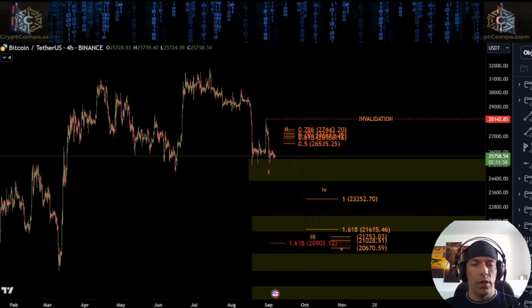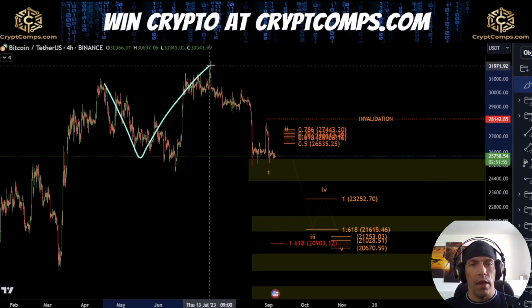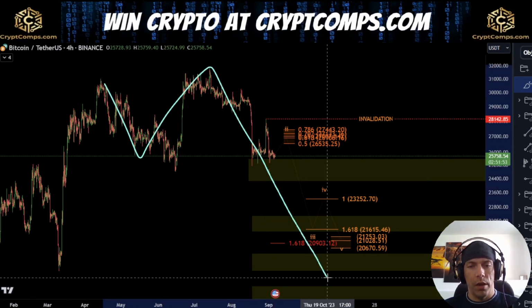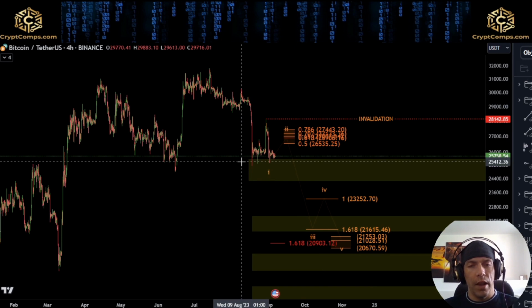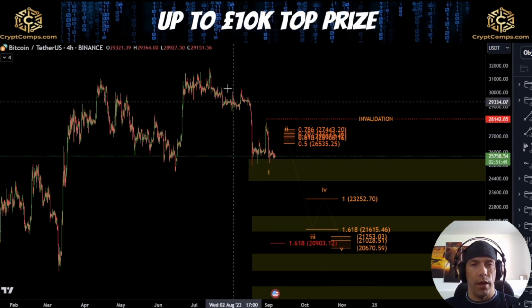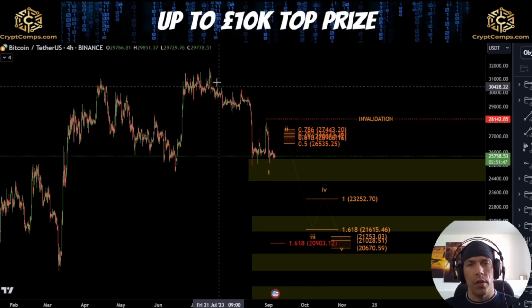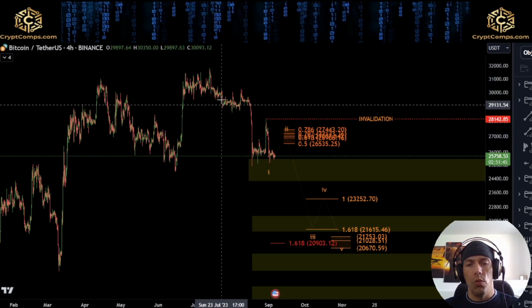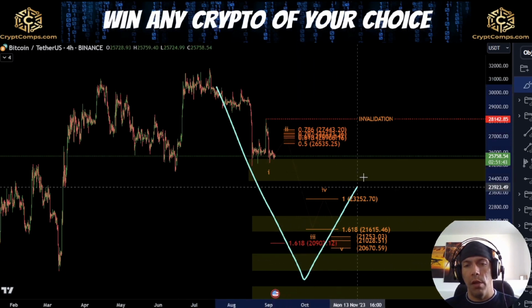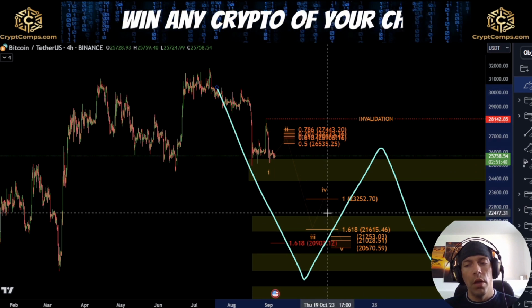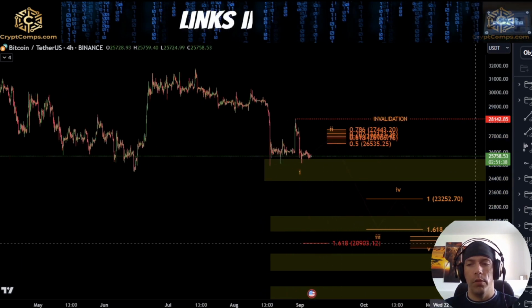It is still possible that we could have this as a flat, where this is A, B, and C, where we get an extended C wave, but the likelihood is that if we start to break down like this, we have to be open to the interpretation that this whole move to the downside could then become an A wave, we get a B wave, and then we actually look for a much deeper drop to the downside.